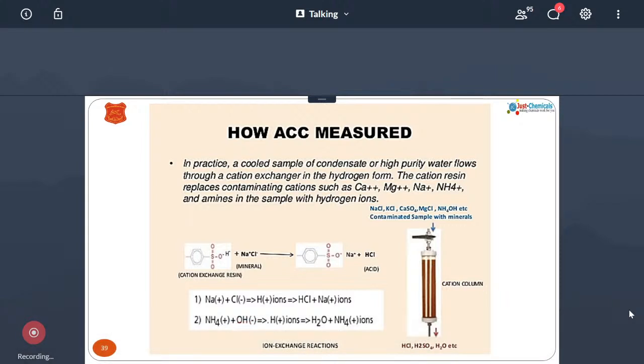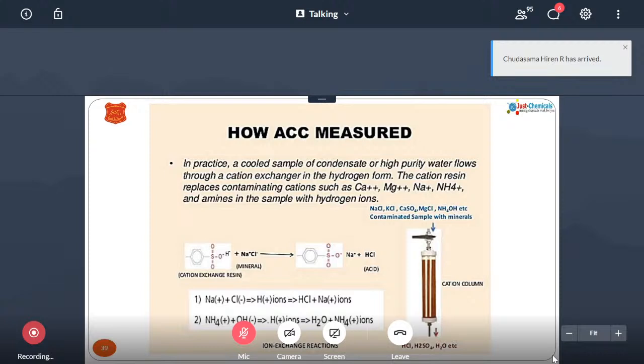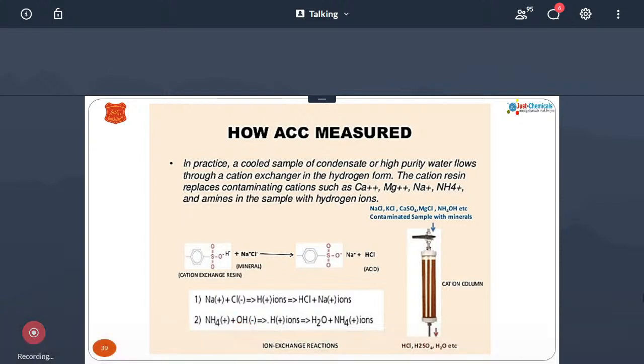Now, if there is a contamination, then definitely there has to be some source. That source has to be identified. So now these cation conductivity measurements are always done after the condenser, and in supercritical plants, it's all over the whole once-through system.